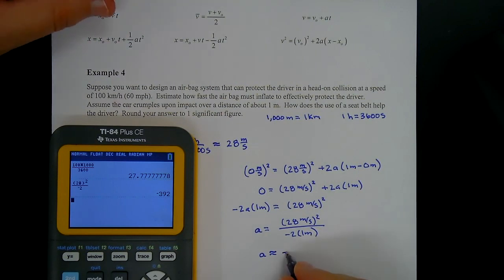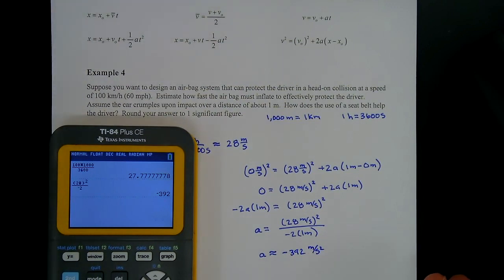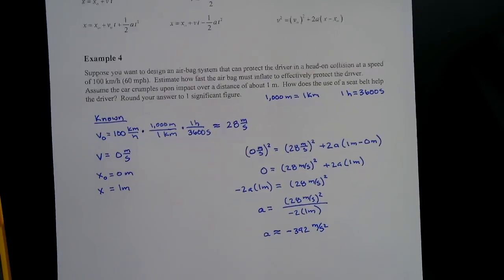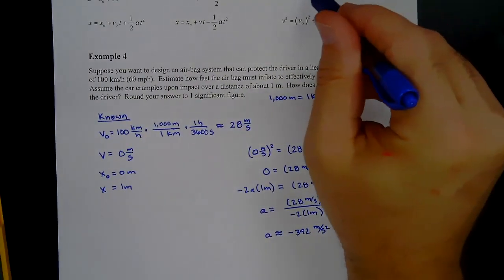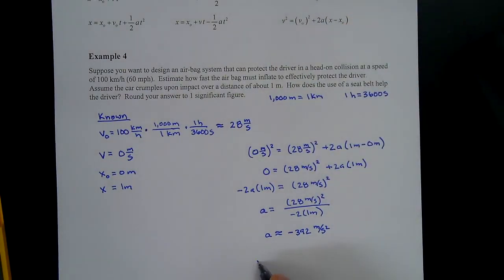Let's just write negative 392 meters per second squared. If you wrote negative 390, because this is going to happen in such a short period of time, this rounding is not going to play a big factor in it.